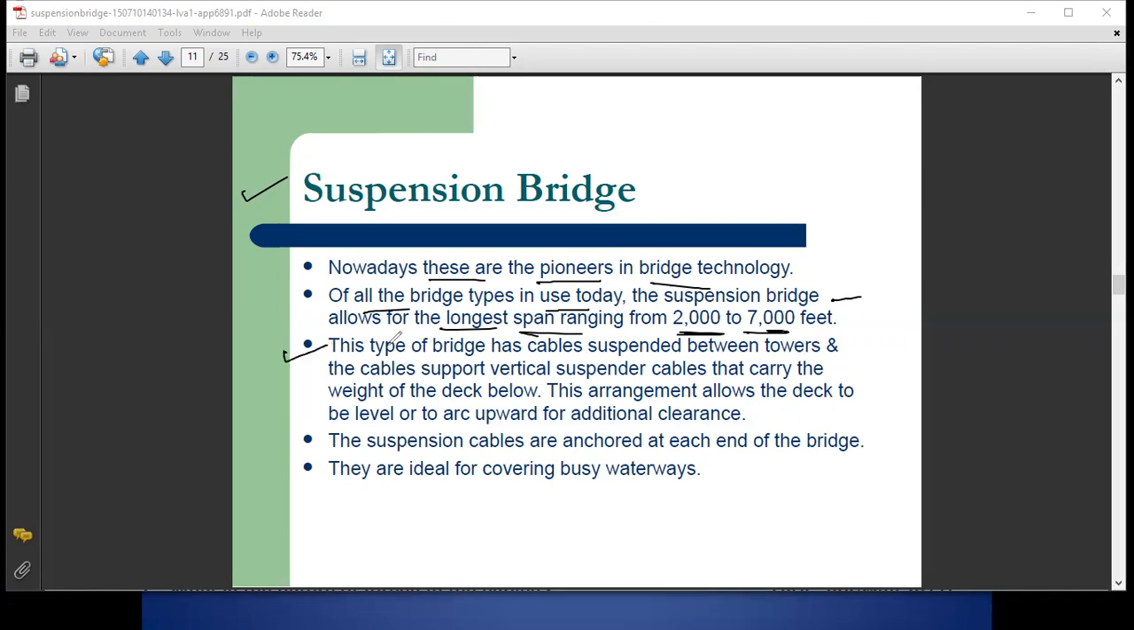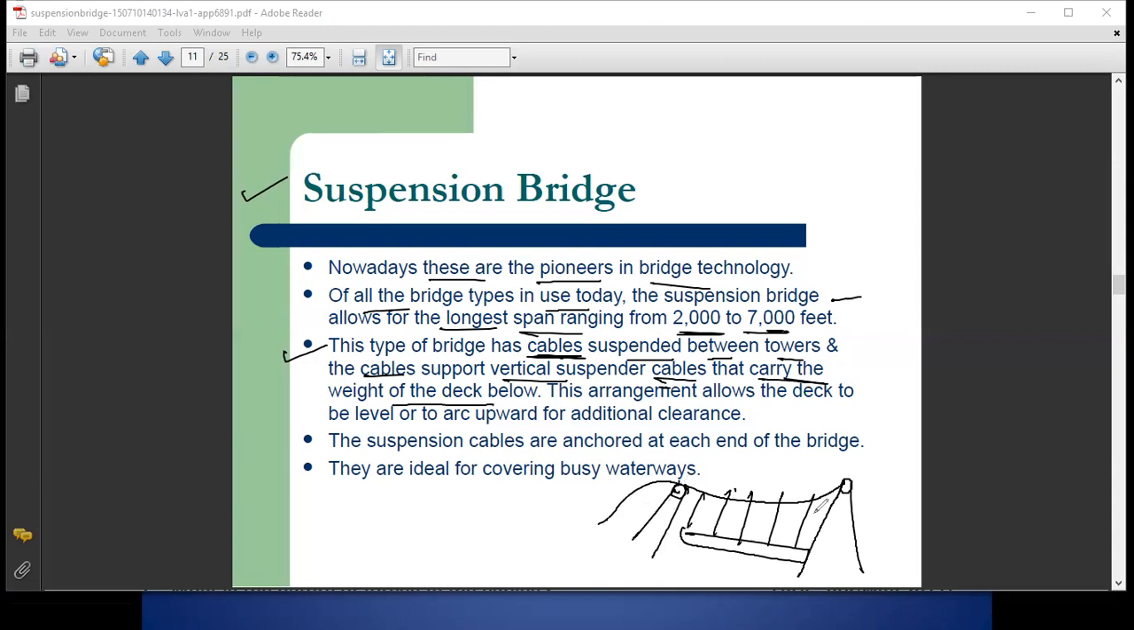This type of bridge has cables suspended between towers, and the cables support vertical suspender cables that carry the weight of the deck below. So whatever the deck slab is there, suspenders are there, and they are connected to the suspension cables. Suspension cables are passing through the towers, and on the other side, they are anchored.